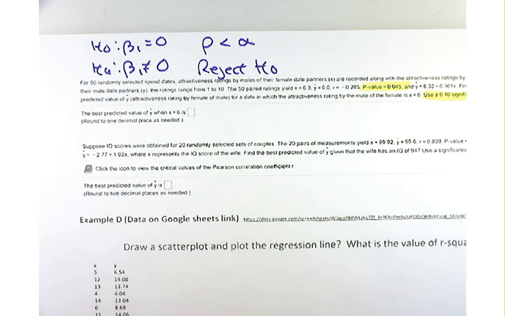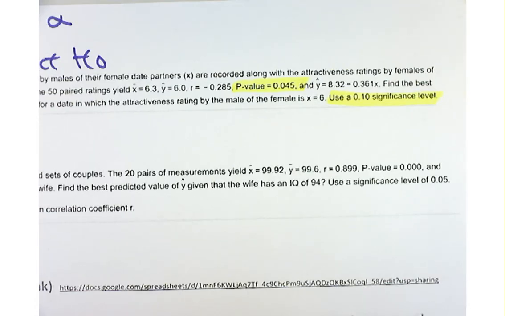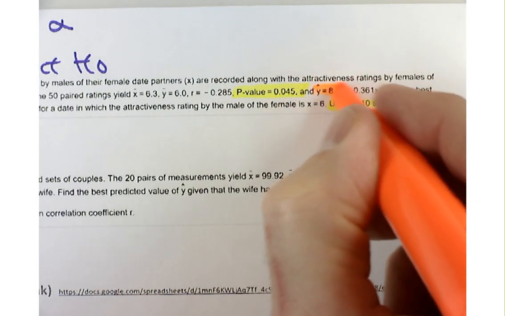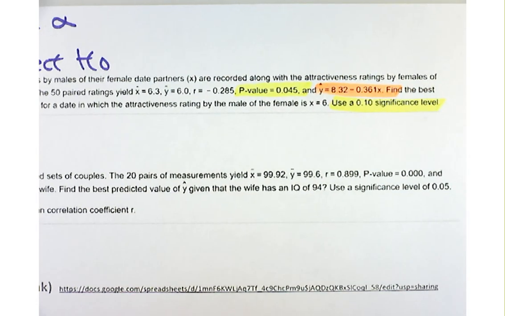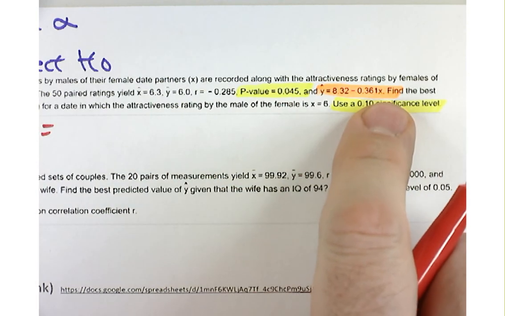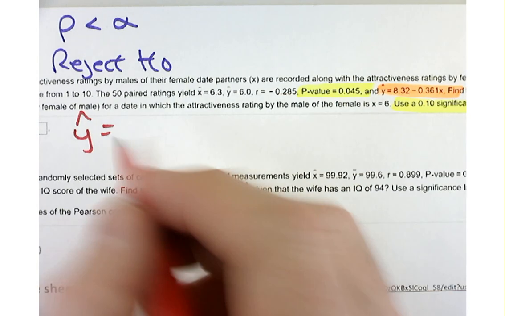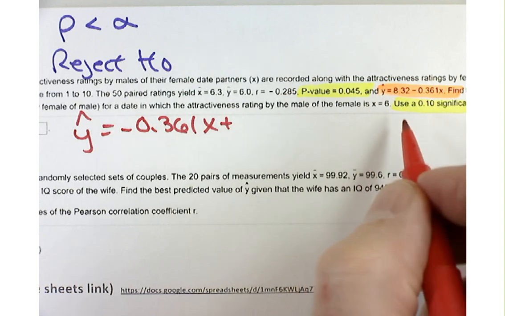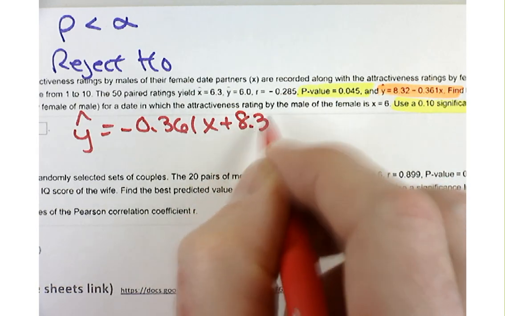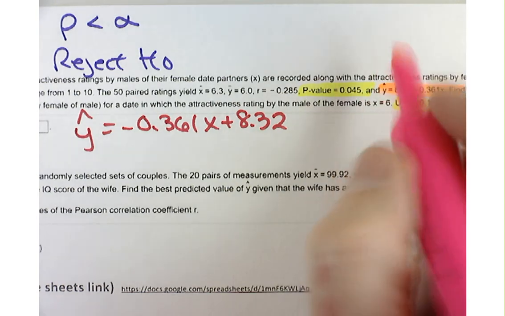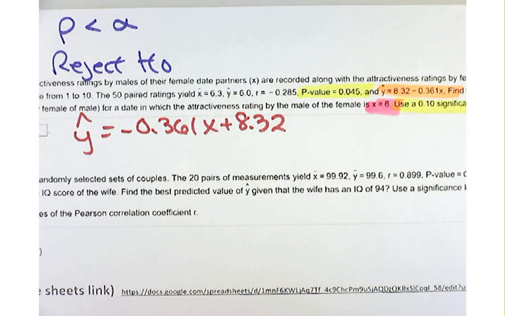Great. Reject H naught. So that means we have to do a little bit more thinking then. Our regression equation is actually given to us right here in the output. Y hat is, and I'm going to write it a little bit differently, negative 0.361x plus 8.32. We want to know what y hat is when x equals 6. So what's our best predicted value when x equals 6?